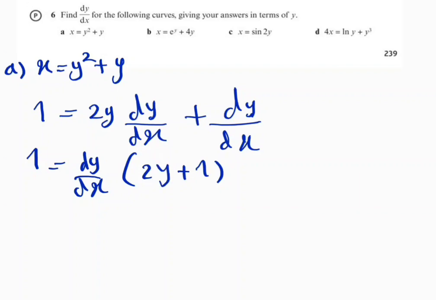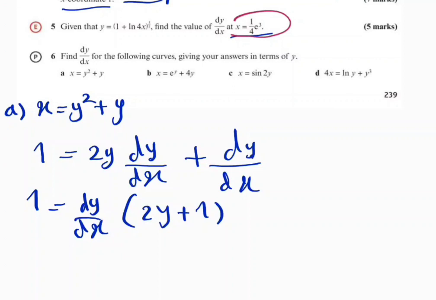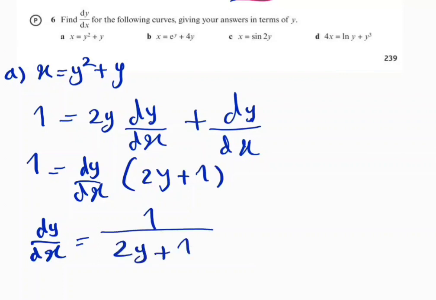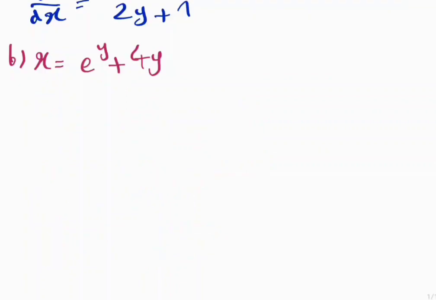2y plus 1. Now the next step is dividing both sides by 2y plus 1, so that we will have our answers in terms of y. So dy by dx is equal to 1 over 2y plus 1, and that's it.